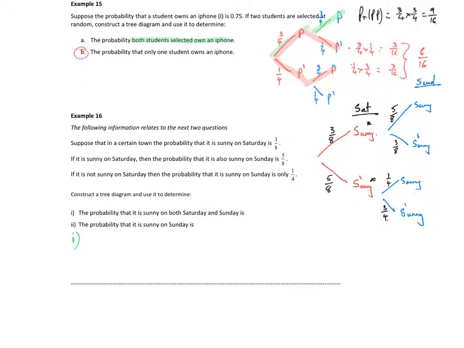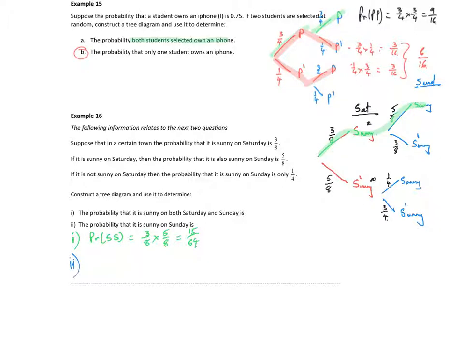What is the probability that it is sunny on both days? So sunny both days is sunny to sunny. So that's simply going to be equal to the probability of a sunny, which is 3/8, by 5/8, which is 15 on 64.